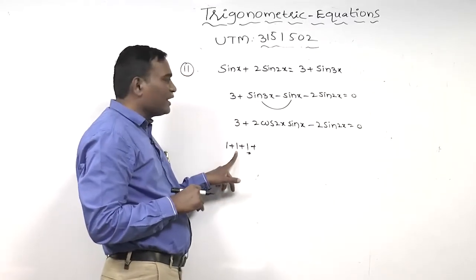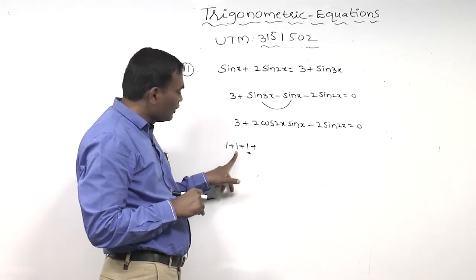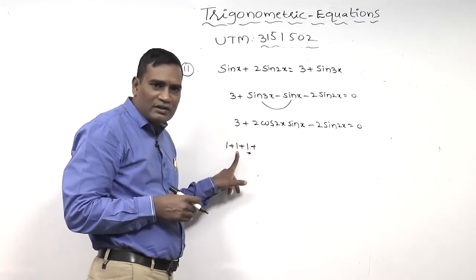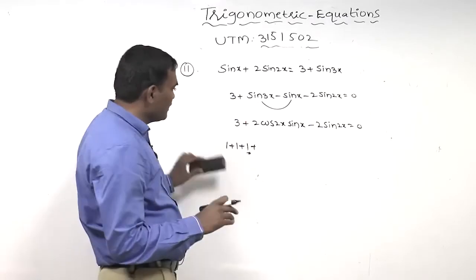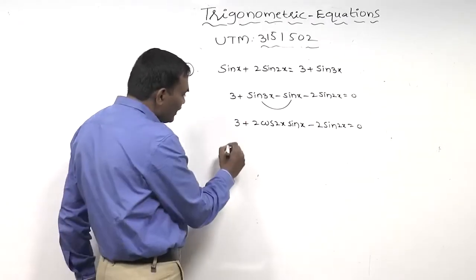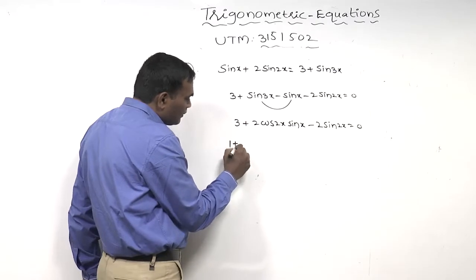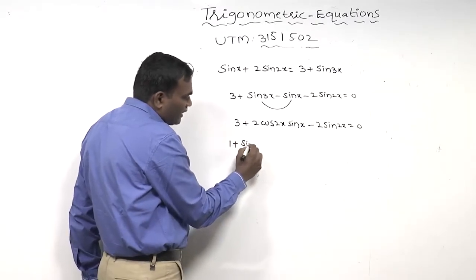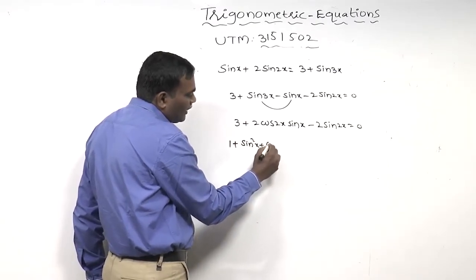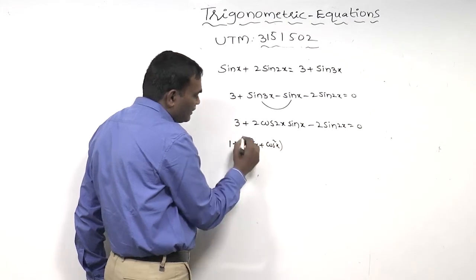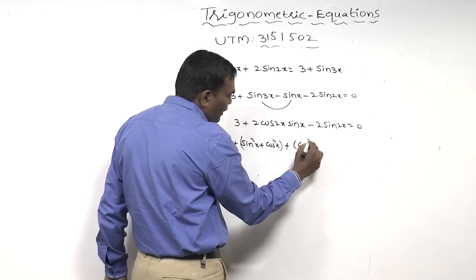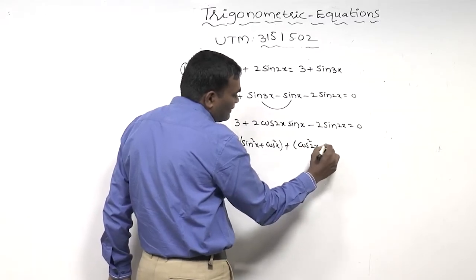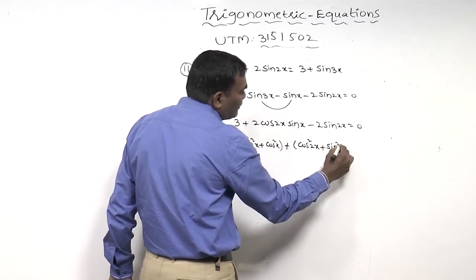Another one I am writing in terms of sin x and cos x. So 1 we can write as sin square x plus cos square x. Another one I am writing in terms of sin 2x and cos 2x. So 1 plus 1 means sin square x plus cos square x. Next, here sin 2x, cos 2x are there. That's why I am writing another one as cos square 2x plus sin square 2x.